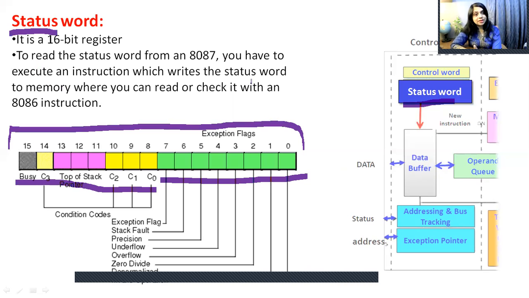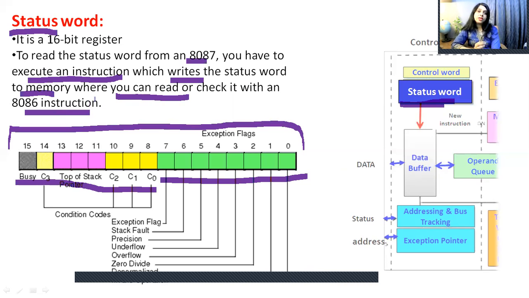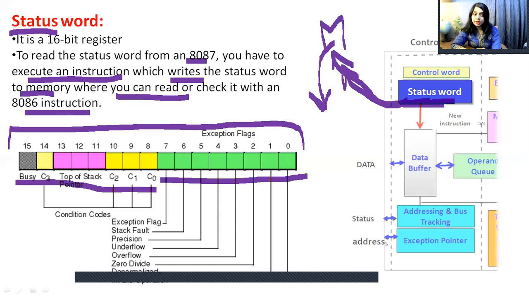But then how can the user read the status word? The status word is available in the control unit, but how to read it? To read the status word from the 8087, you have to execute an instruction which writes the status word in the memory, where you can read or check it with an 8086 instruction. That means first execute an instruction to transfer the status word into the memory, and then execute an 8086 instruction to read this status word from the memory. This is how the user can read the status word. So this is the detailed format. I will explain it in the coming videos.